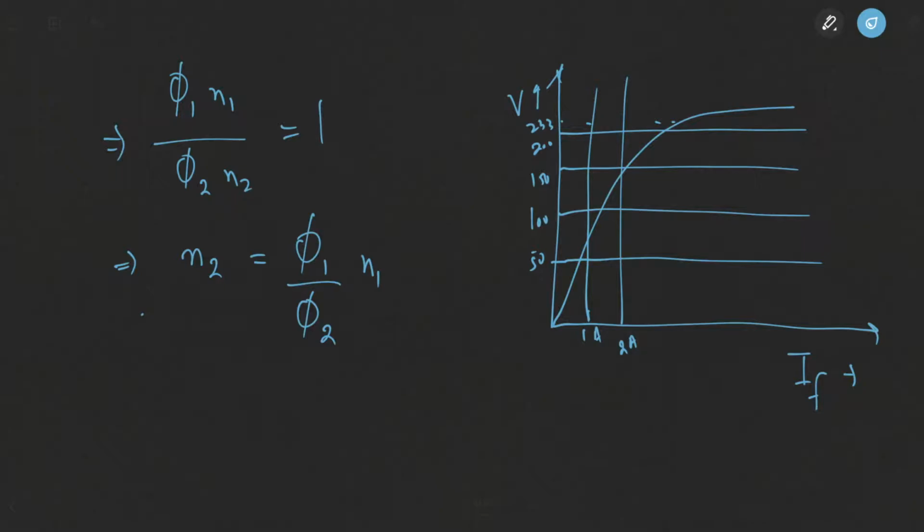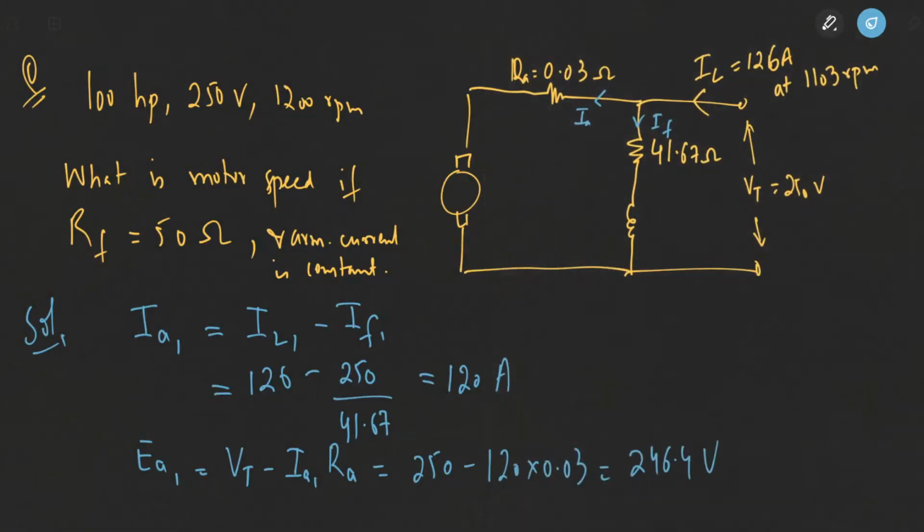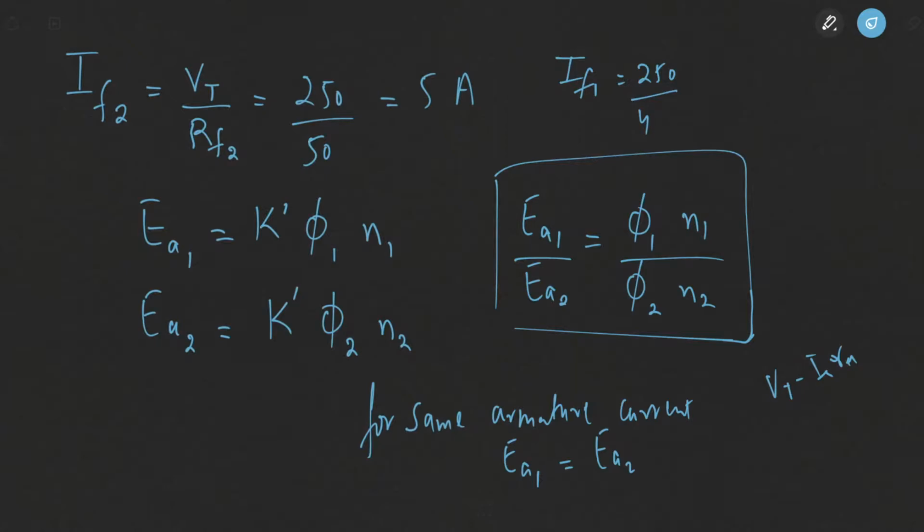Now what we are concerned with is the two values of field current. The second value of field current is IF2, equal to 250 divided by 50 ohms. The first value of field current was 250 divided by 41.67 ohms, the initial field winding resistance. That is equal to 6 amperes.